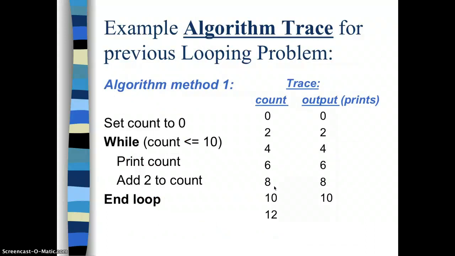For example, for the algorithm trace for the previous looping problem, we're going to have a trace for count and the output. We set the count equal to 0. Initially the count is equal to 0, and the output is probably not going to be anything, so you could just have that blank instead of a 0. Then you've got the while statement, and for each iteration through this while statement, you want to keep track of the count and the output. Finally, at the very end, you'll see that count is equal to 12, but there's no output, because when count is equal to 12, the while loop checks that the condition is not met anymore, and it exits out of the loop, and it never prints that last value out.